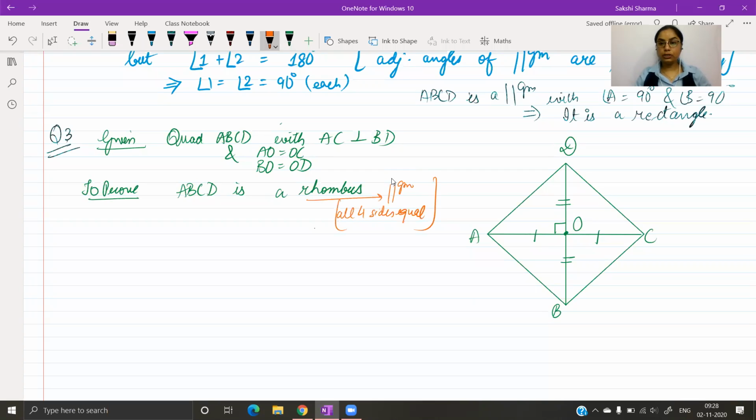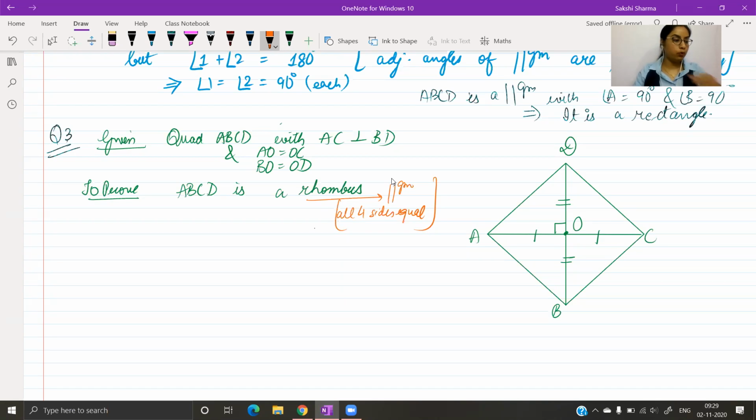So by definition, a rhombus is a parallelogram in which all four sides are equal. And this is what we would like to prove here, that the quadrilateral formed in this figure is a parallelogram first, and then all four sides of this parallelogram are equal to each other. And we can conclude that the quadrilateral is a rhombus.